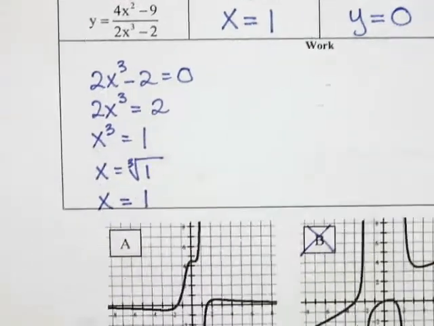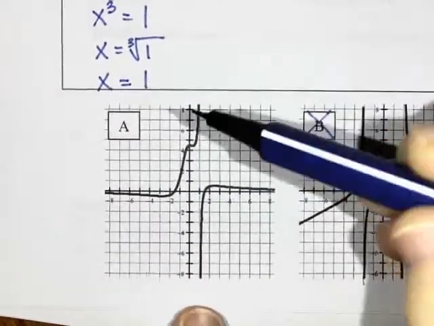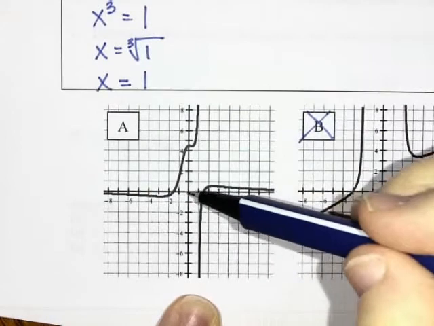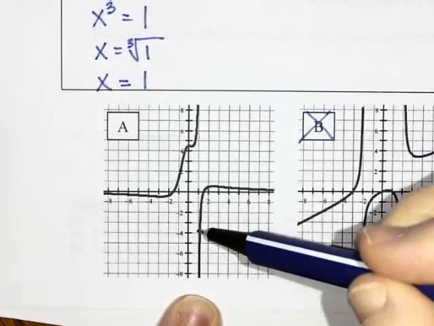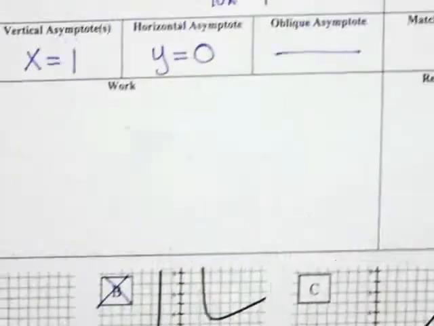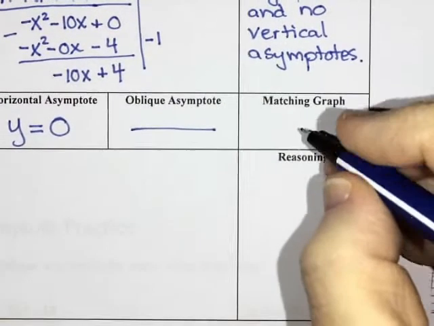So by default, it has to be A, but if I do check, it has a horizontal asymptote at 0 and a vertical asymptote at 1. So my last one here, the matching graph, is A.